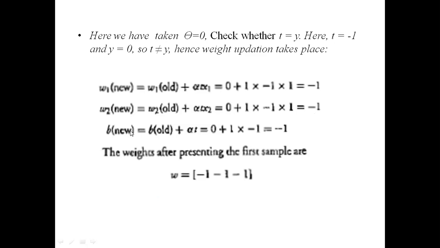And what is B new? B new is equal to B old plus alpha t. We know B old is 0, alpha is 1 and t is -1. So -1, -1 and -1 are the new values of the weights. That is W1 is -1, W2 is -1 and B also is -1. So we get this after the first input sample. The weights after the first input sample become W equal to -1, -1 and -1.